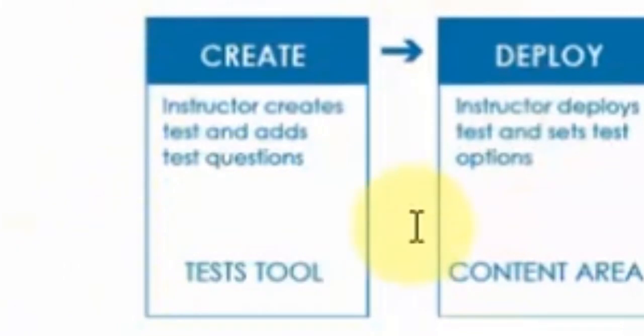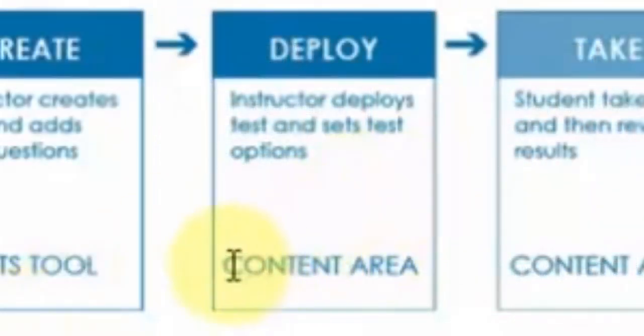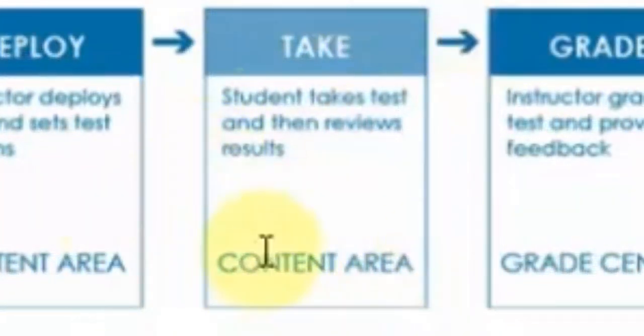So the big picture: the first thing you're going to be doing is creating a test, and you're going to be doing that creation in the test tool section of your Blackboard. Once you're done creating the test, we're going to deploy it in a content area, right? And these are the two big steps that need to be done for a test to be created and taken by your students. Once you've deployed it, your students will then take it.